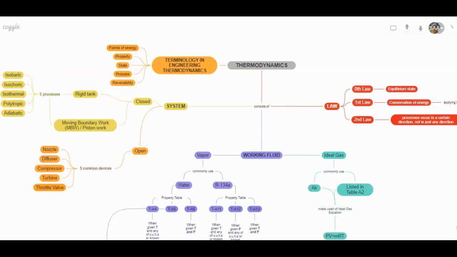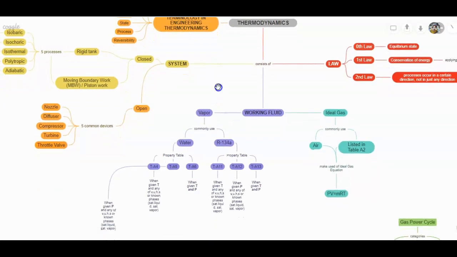Now, moving from there onwards, in this video, we are going to learn about this open system, where we have 5 common devices that are used in open system, which are nozzle, diffuser, compressor, turbine, and throttle valve. And we are going to have a look at our first law. How are we going to analyze the open system using first law? And how are we going to deduce the term based on what kind of devices we are using? And then we are going to solve for the properties that we are looking for based on what type of working fluid we are using.